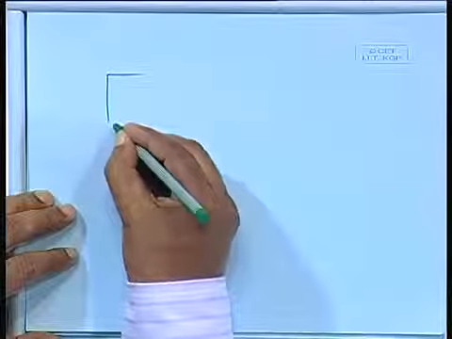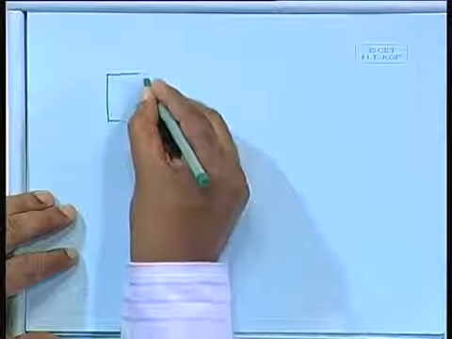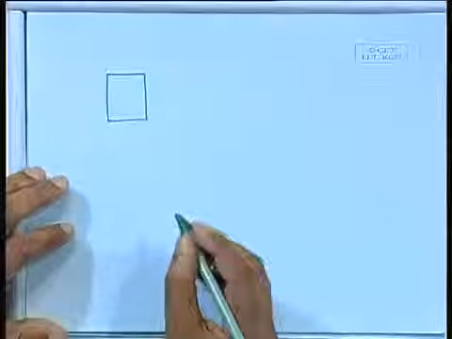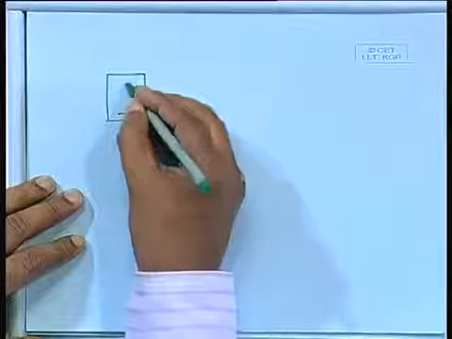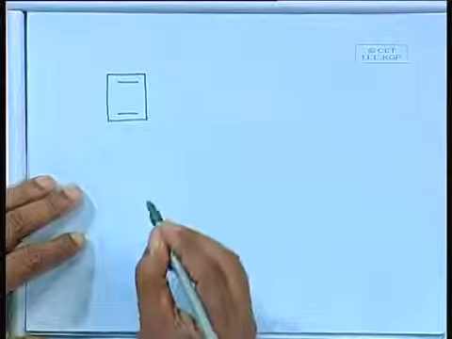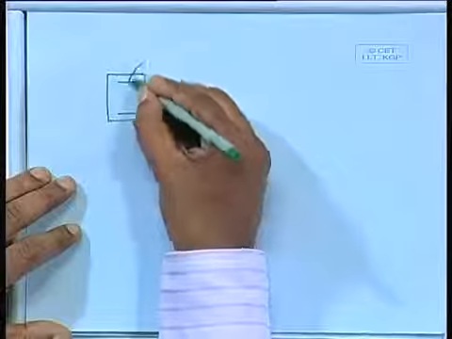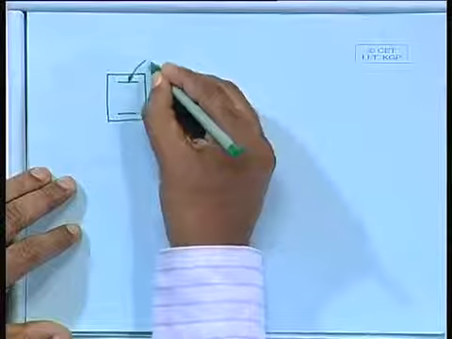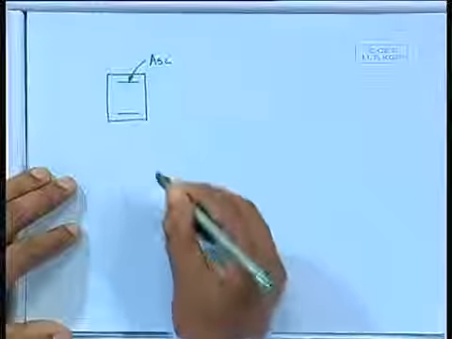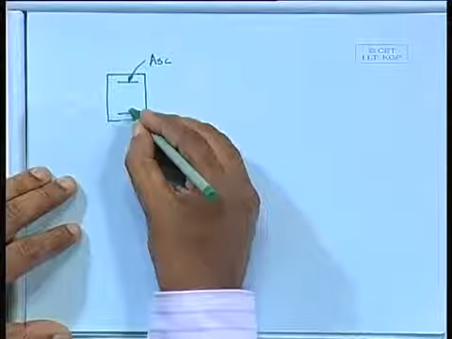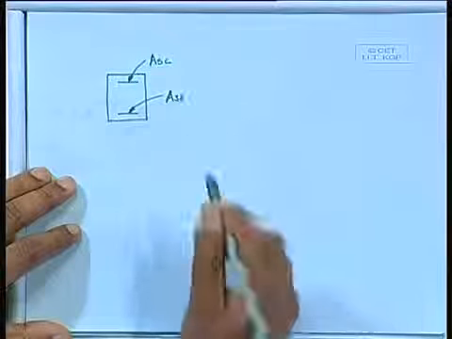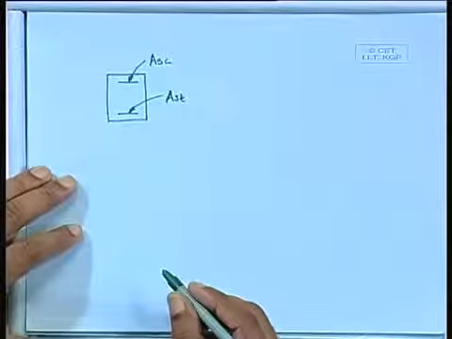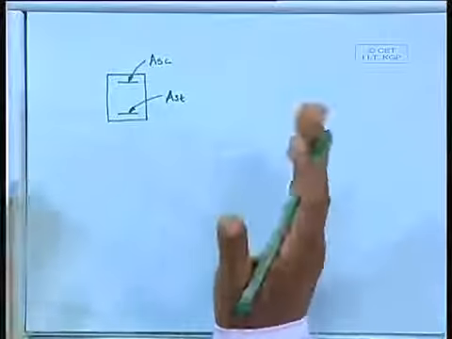So, what is the design philosophy for a doubly reinforced section? We shall provide reinforcement on both sides. Let us say ASC is the area of steel in the compression side, and AST is the area of steel in the tension side. We can make it in two parts.